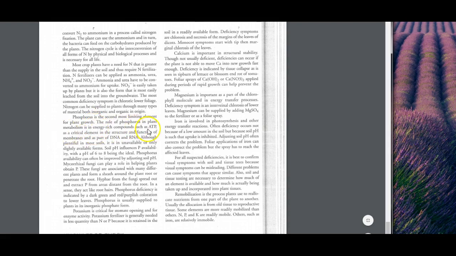Remember, it's involved in ATP. It's involved in the structure and function of DNA and RNA, and it becomes unavailable as our pH goes above 8. So your soil pH influences availability. Below 6 and above 8, the phosphorus is not as available. So it's better to adjust it.